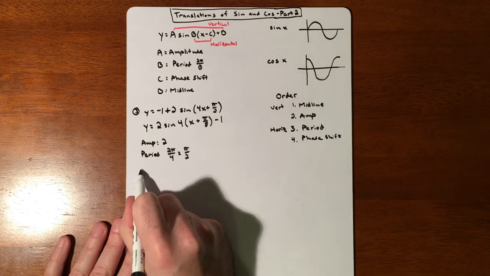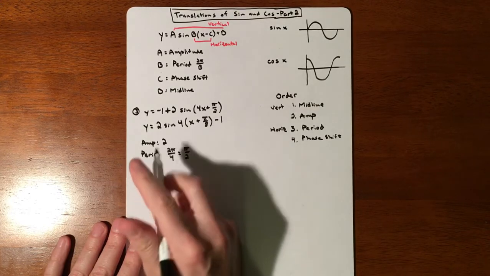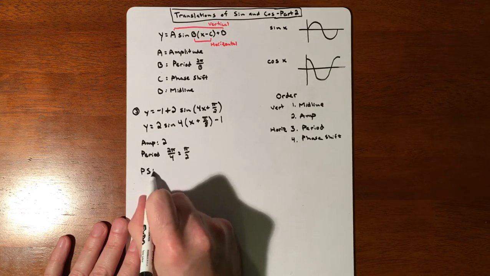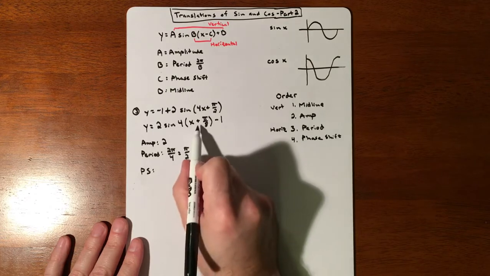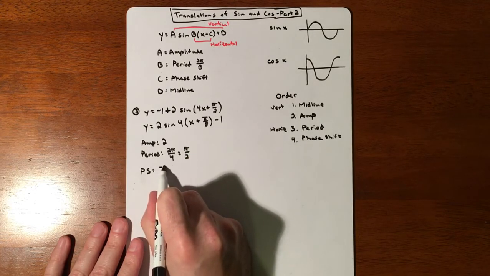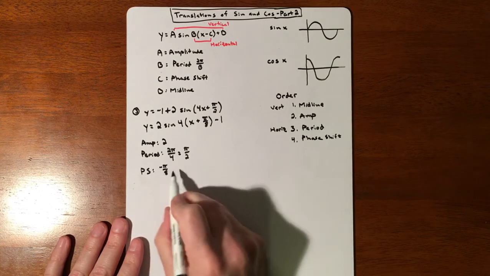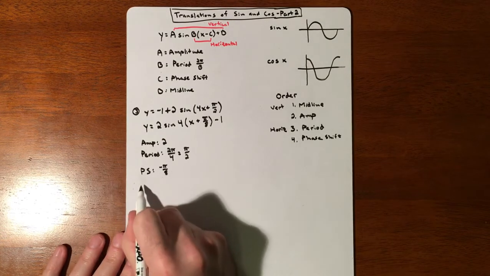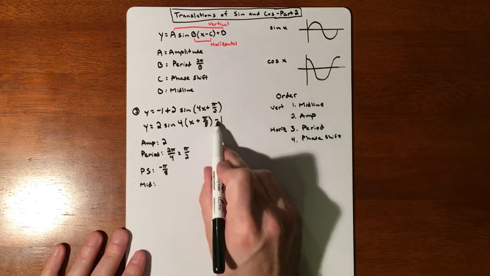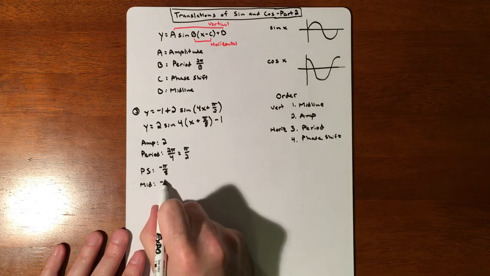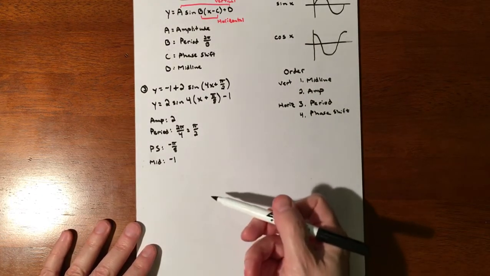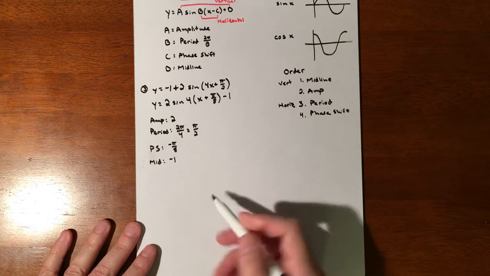My phase shift, I'm going to abbreviate that with PS. So my phase shift is going to be left pi over 8, so a negative pi over 8, or left pi over 8. And then our midline is going to be down 1, so -1. Okay, so I am going to shift left and I'm going to shift down.